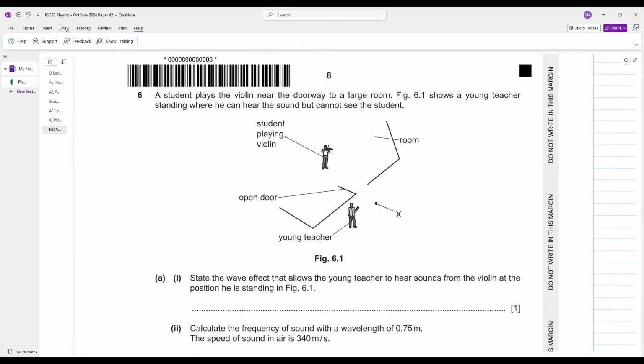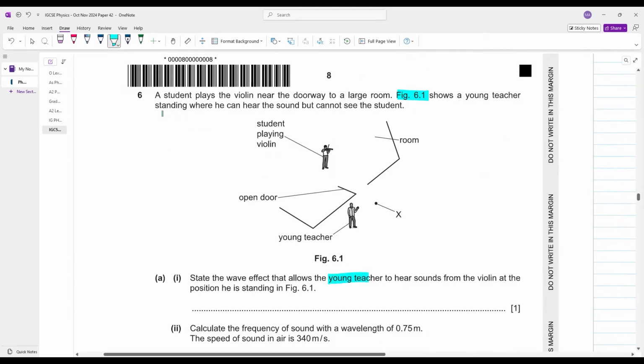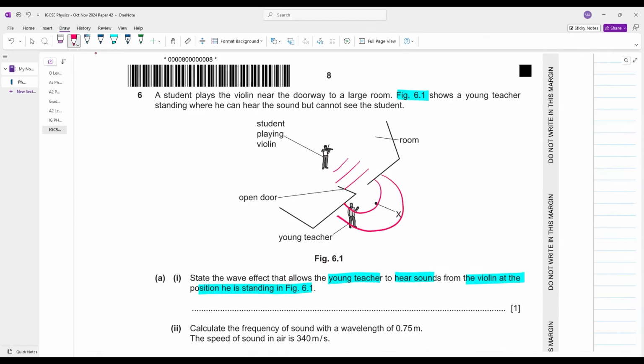A student plays violin near the doorway to a large room. Figure 6.1 shows a young teacher standing where he can hear the sound but cannot see the student. State the wave effect that allows the young teacher to hear the sound from the violin at the position he is standing. Basic diffraction is happening. Sound waves come here, they get diffracted and they are heard by the young teacher.